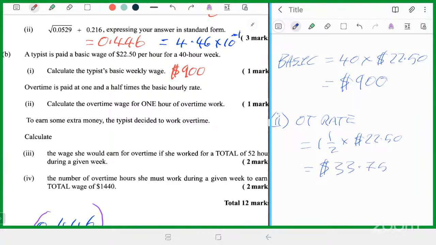33.75 per hour. OT rate per hour. Per OT hour. So for every overtime hour that she does, that's what she gets. Every hour of overtime, she gets this amount. All right. So the question says, calculate the overtime wage for 1 hour. That is it. We just work it out on there. So this works out to be 33.75 for 1 hour of overtime work.